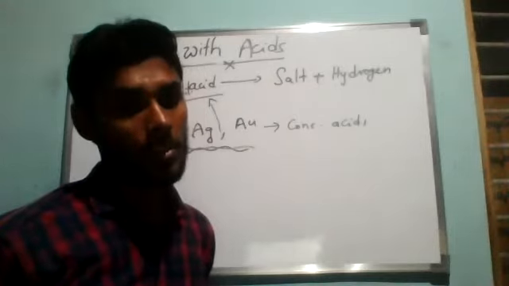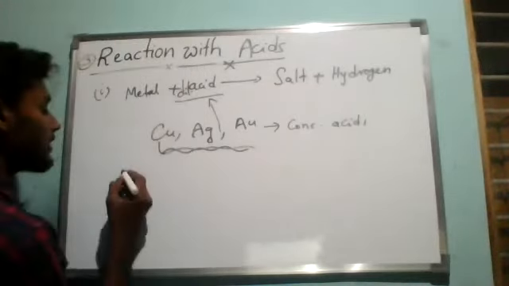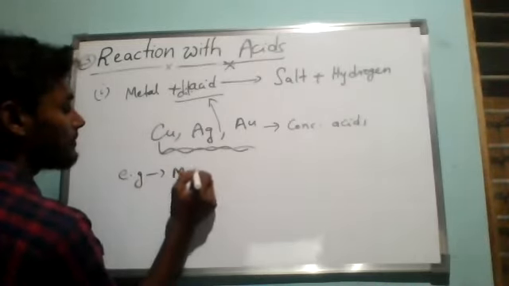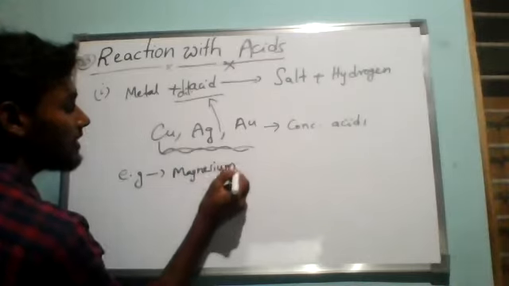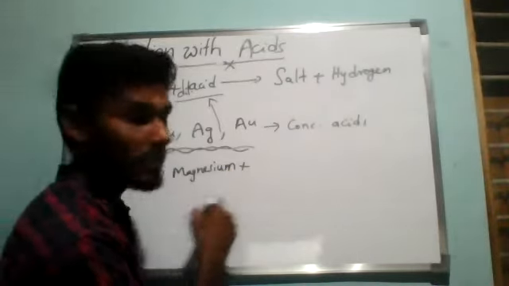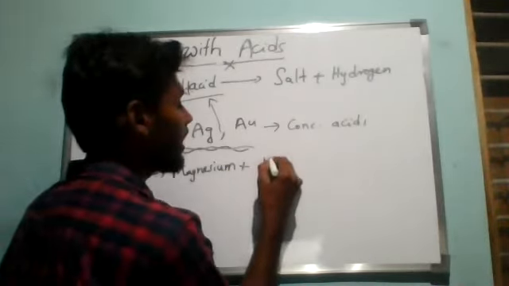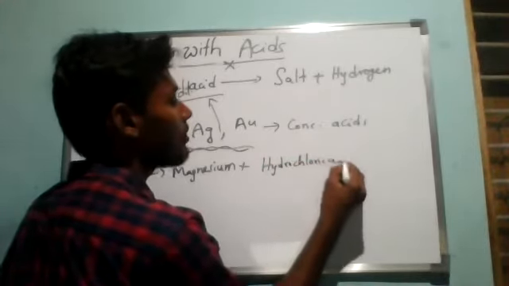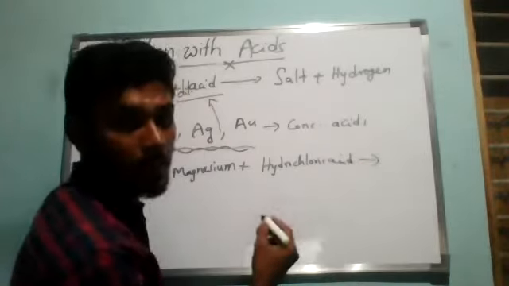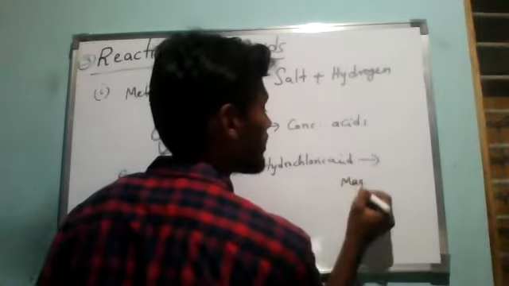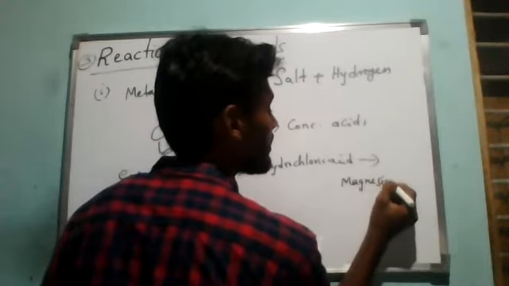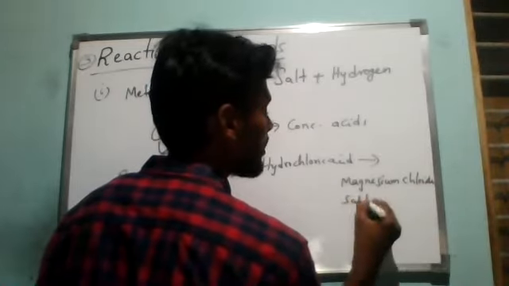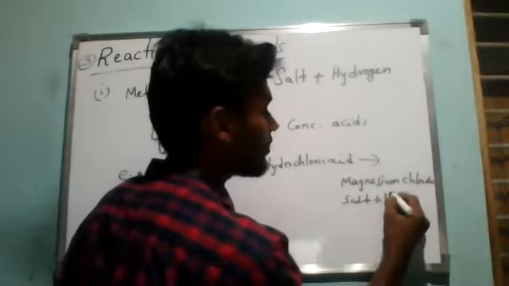Suppose we take the reaction of magnesium. If the magnesium metal starts reacting with an acid, let me take that acid as hydrochloric acid. Then we get magnesium chloride salt, and as well as we get hydrogen gas.